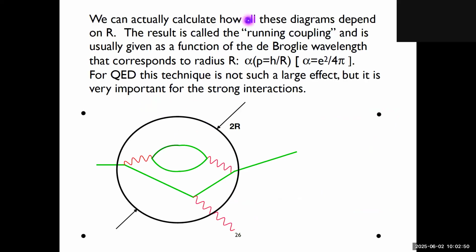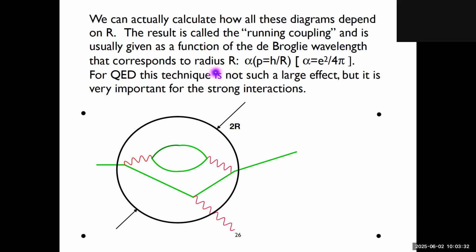So we can actually calculate how these diagrams depend on R. The result is called a running coupling, and it's usually given as a function of the de Broglie wavelength that corresponds to radius R. So it's alpha evaluated at a momentum scale, which is h over R. Sometimes think of it as a mass scale, but one of these things where we put everything in natural units, multiply by whatever c and h parts so that momentum and mass have the same dimensions. In this case, it's just the speed of light. And alpha, the alpha we have in quantum electrodynamics, is e squared over 4 pi. So we can get a handle on e and therefore an alpha.